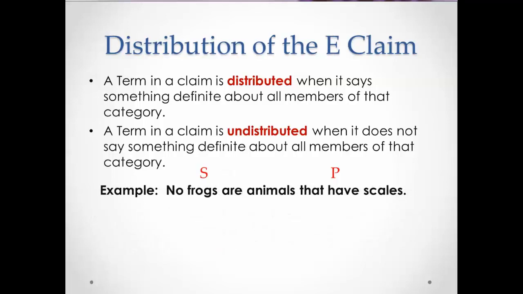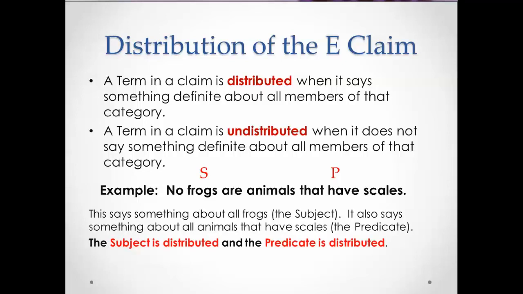Here's an example of an E claim, no S are P. For example, no frogs are animals that have scales. In this example, there is something being said about both the subject and the predicate. Something is being said about all frogs and all animals with scales. In this case, there are no animals with scales that are frogs. So for the E claim, both the subject and the predicate are distributed.